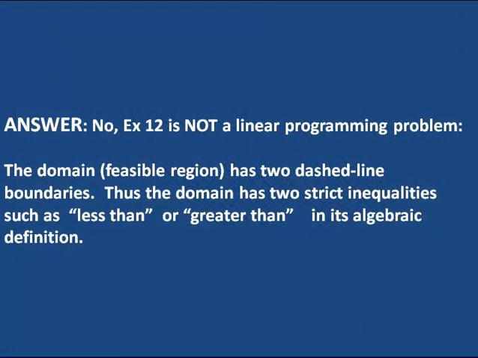So, the answer, no, exercise 12 is not a linear programming problem. Why is this? The domain, feasible region, has two dashed line boundaries. Thus, the domain has two strict inequalities such as less than or greater than in its algebraic definition.